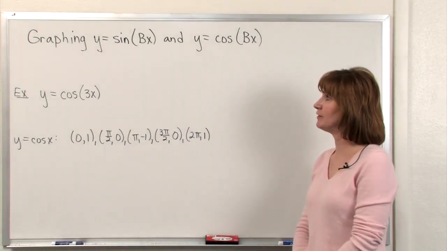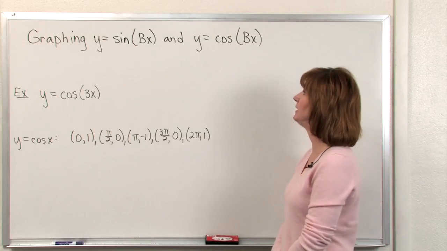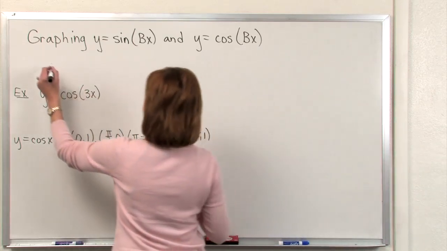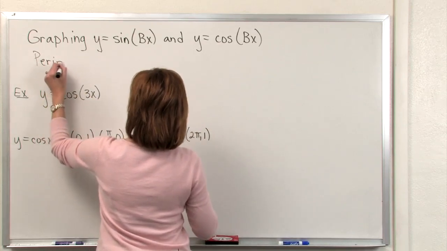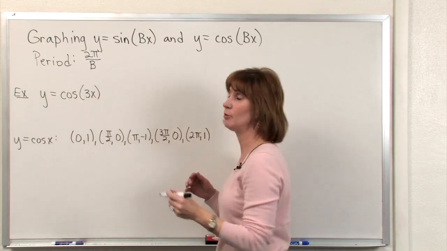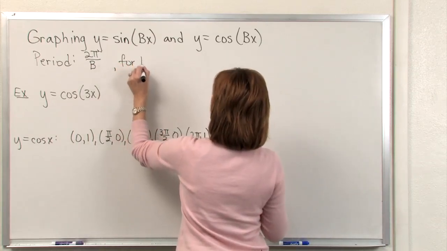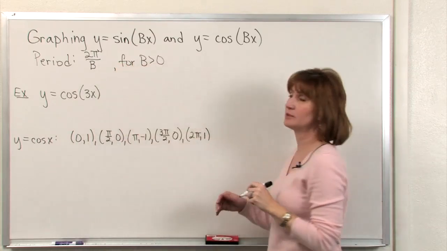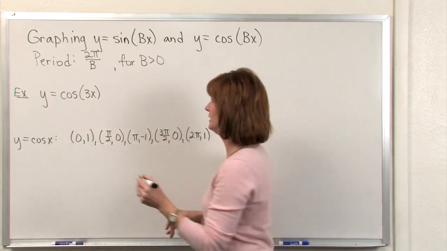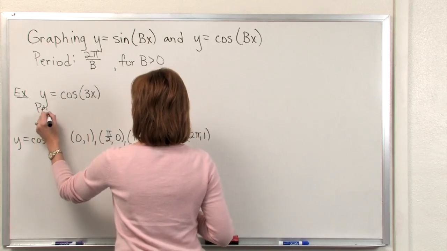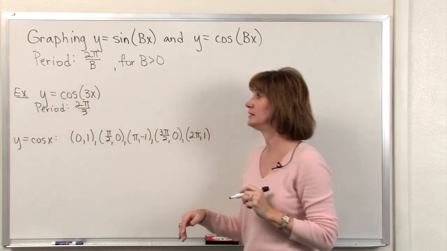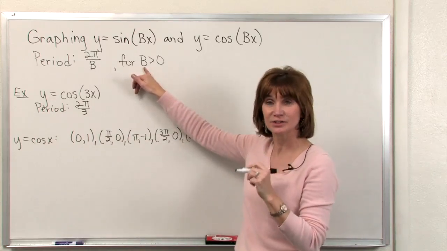Here we want to look at graphing functions of the form y equals sine bx and y equals cosine bx. For these functions, the period will be 2 pi divided by b. Now it's important to note that b must be positive here. Let's look at an example. Y equals cosine 3x. So b is positive 3, so the period's going to be 2 pi divided by 3. So b is going to change the x coordinates.